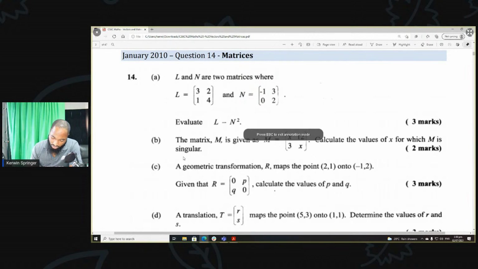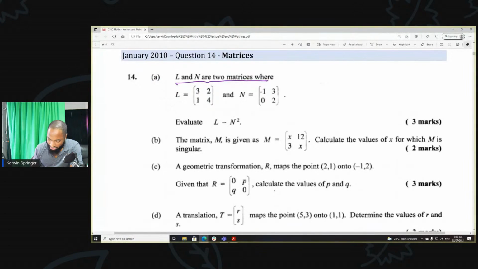L and N are 2 by 2 matrices. Evaluate L minus N squared. N squared is a little nasty, we had to do a little N squared thing there. I think L was 3214. They wanted L minus N squared, right? So this is L. And N squared, I'll do it separately because it's just so ridiculous.